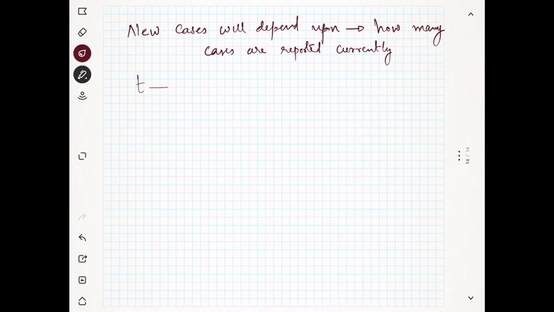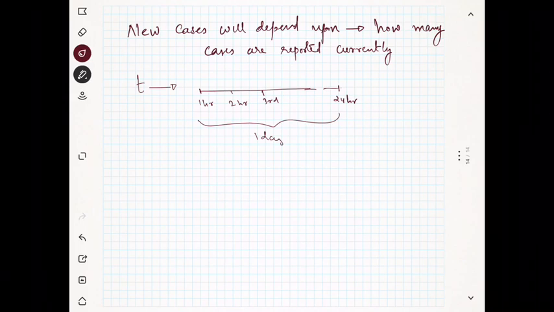Let us assume the time axis: the time may be 1 hour, 2 hours, the third hour, like this up to the 24th hour, which gives you 1 day. Similarly the 25th hour, 26th hour, and 48 hours will give you 2 days, and so on. This is the time axis.